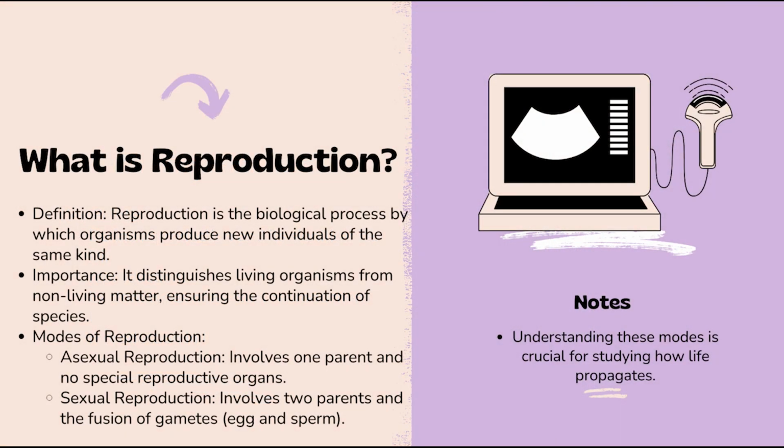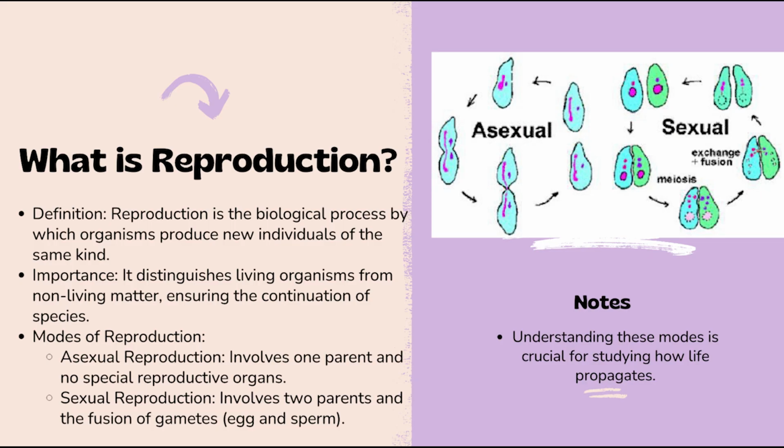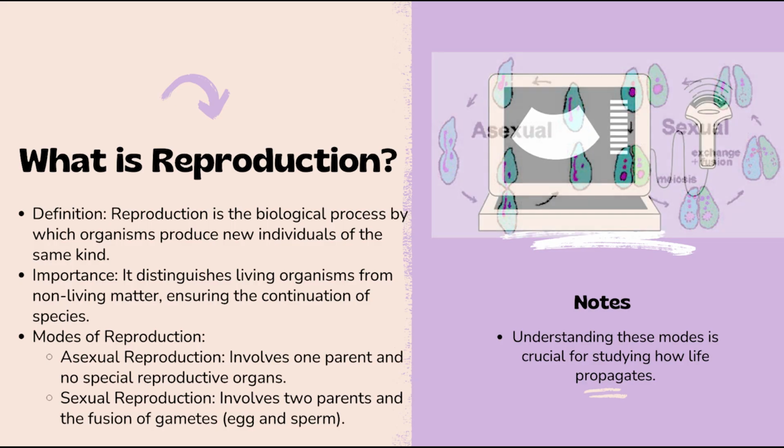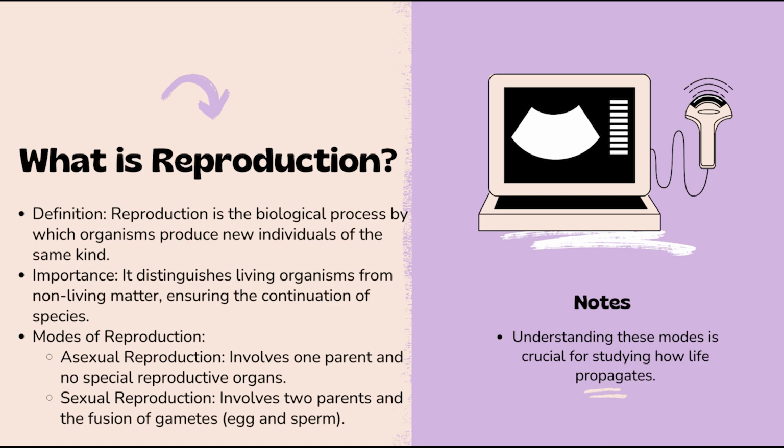What is reproduction? Reproduction is the process by which living organisms produce new individuals of the same kind. This is one of the main features that separates living things from non-living matter. There are two main modes of reproduction. The first one is asexual reproduction, which involves only one parent and no specialized reproductive organs. Whereas sexual reproduction involves two parents and the fusion of male and female gametes or sex cells, and reproduction ensures that life continues from one generation to the next.